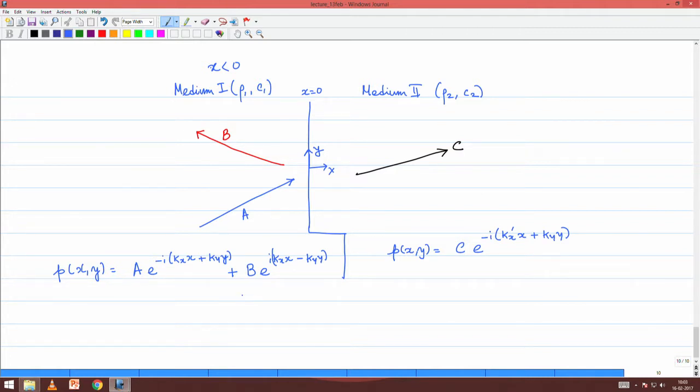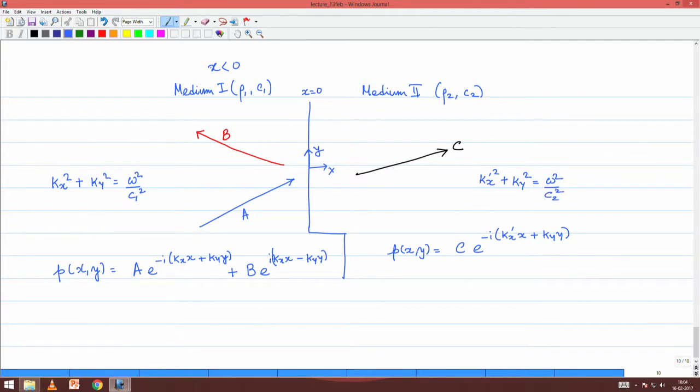So, the k y corresponding to these two regions is the same, but the k x is different, because finally k x square plus k y square has to be equal to a constant, which is omega square by c square. Just to recapitulate, here you will have the condition k x square plus k y square equals omega square by c 1 square, whereas here you will have k x prime square plus k y square equals omega square by c 2 square.